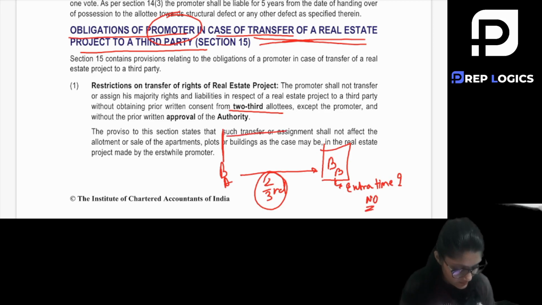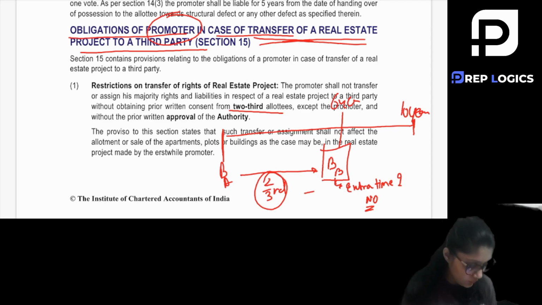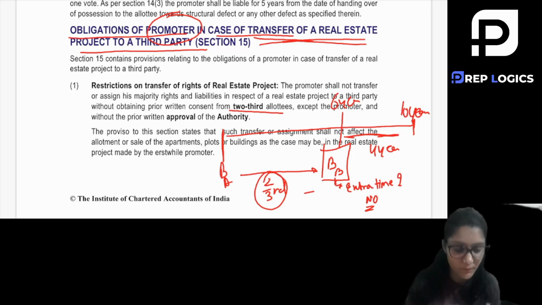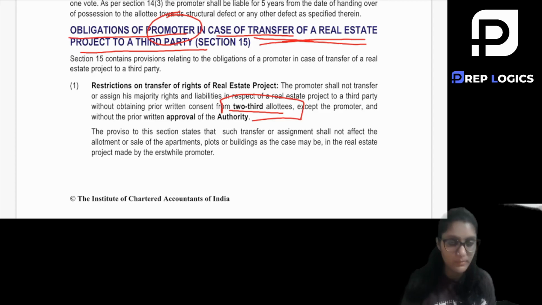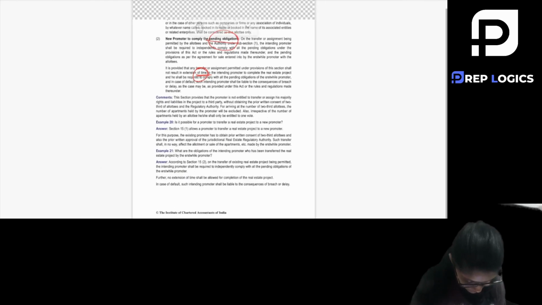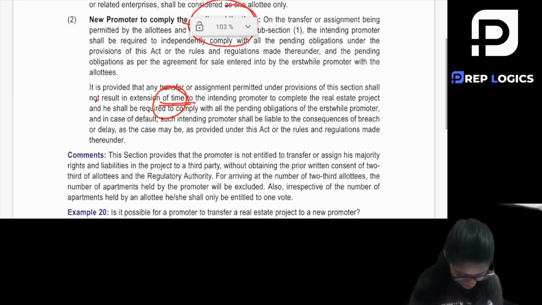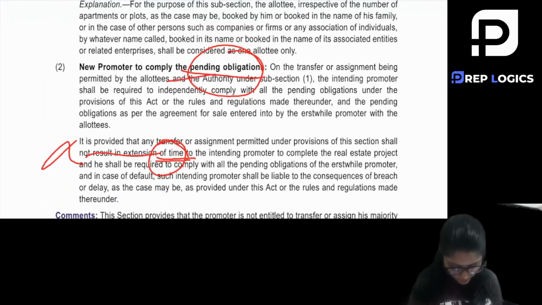Suppose the builder had said that okay, I will build the building within 10 years. After the 6th year, he has transferred it to builder B. Now builder B needs to build it within 4 years. No extension of time period will be given to him. And 2/3 of allottee permission is needed in case of transfer. Time period extension will not be given. All the pending obligations of builder A will now become the obligations of builder B.